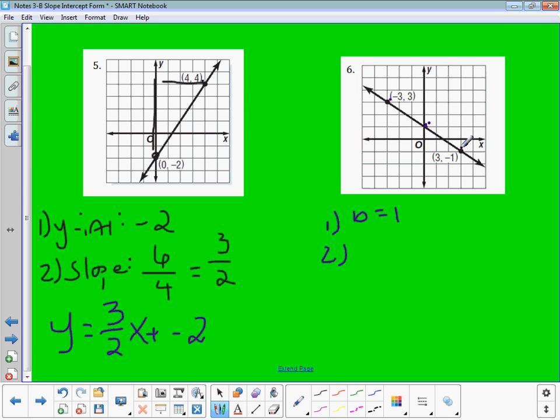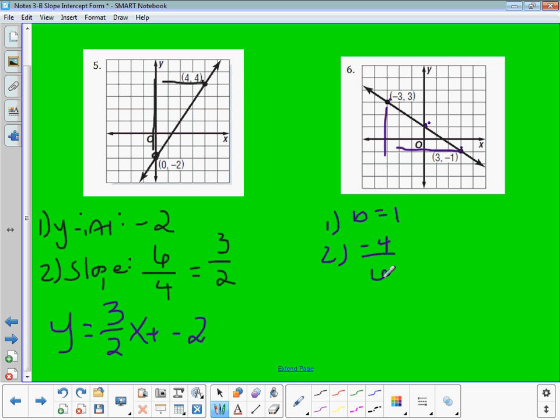So I need to go down 1, 2, 3, 4, 5. Oops, sorry, 1, 2, 3, 4. I went 1 too far. 1, 2, 3, 4. There we are. And then I need to go over 1, 2, 3, 4, 5, 6. So I went down 4, which is negative, and over 6.